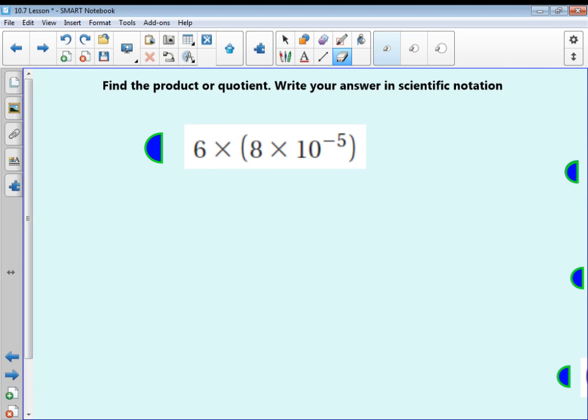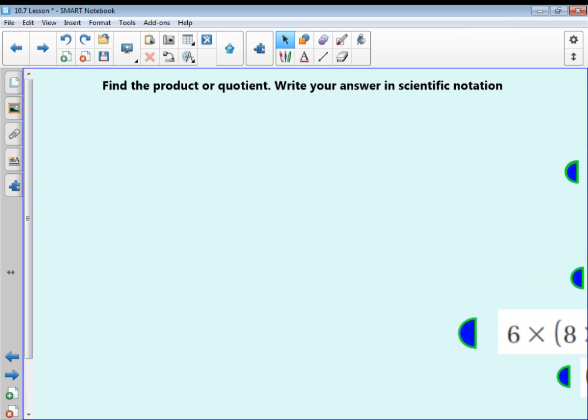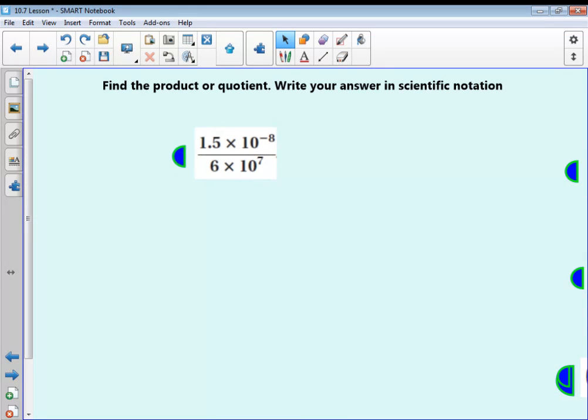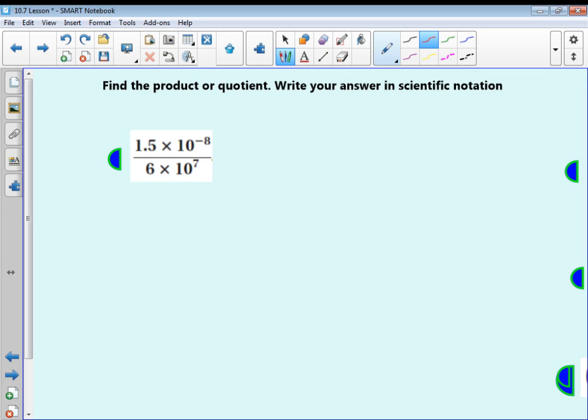Okay, so when we multiply and divide, we're going to work with the front numbers, doing that multiplication and division, and then we're going to add or subtract between the exponents. So here we have 1.5 times 10 to the negative 8 divided by 6 times 10 to the 7. We're going to work it in pieces. Let's do this first: 1.5 divided by 6. You cannot reverse that and say it's 4, because that's not right. It's not 6 divided by 1.5. It's 1.5 divided by 6, which gives me 0.25.